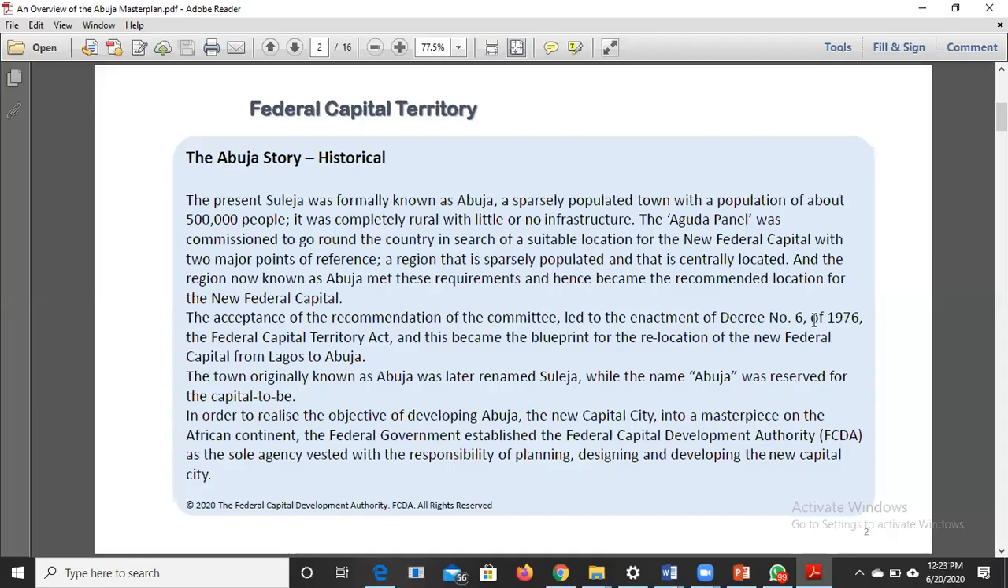A little later, in 1976, a decree was enacted. A decree, of course, that's been a law since it was a military government. A law was enacted to create the Federal Capital Territory. And then eventually FCDA was created as well.